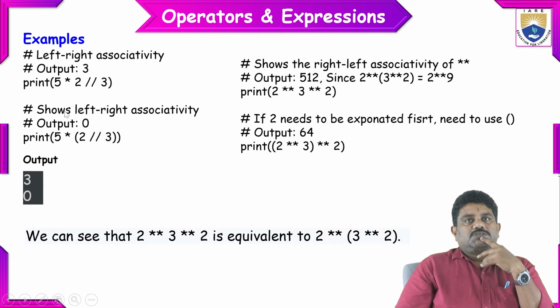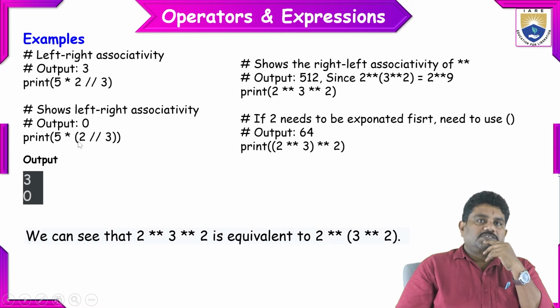Okay, next step shows left to right associativity. Again the output is 0. 5 star 2 floor division 3. Here they have given parentheses, and parentheses always have the highest priority. So first 2 floor division 3 happens, not mod. 0.something will occur, because it's a floor division, it considers only the integer part. The integer part is 0. 5 into 0 is 0.